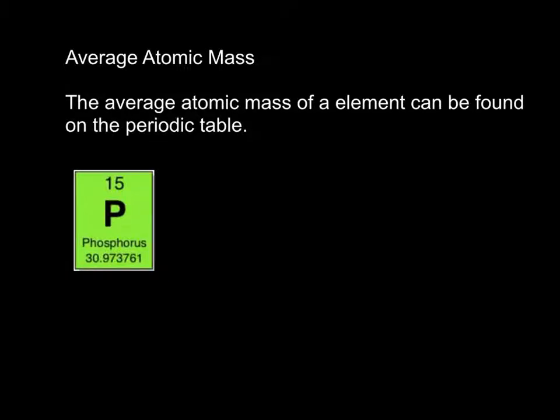So today we're going to be talking about average atomic mass. An average atomic mass can be found on the periodic table, and it is the decimal number that you find in the box for each element. That number represents a weighted average of all the isotopes of that element.